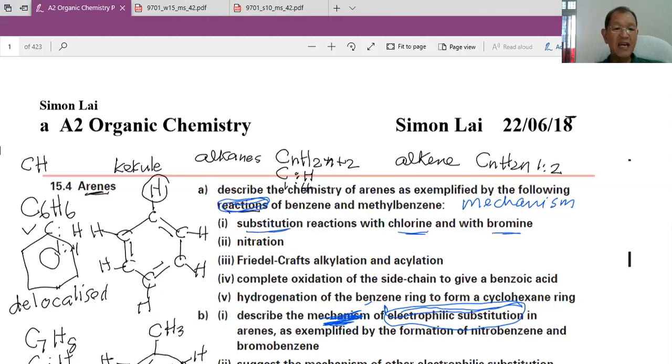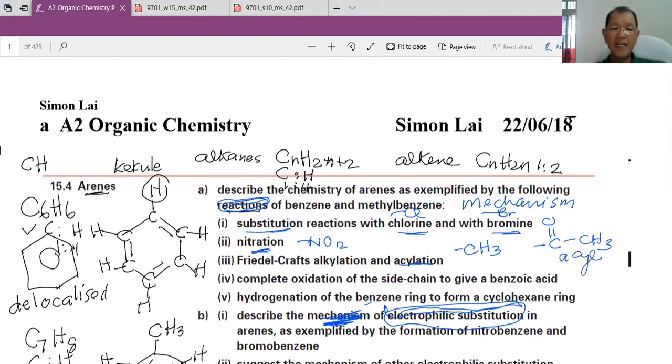First is chlorine and bromine, then there is nitration. That means chlorine, bromine, means you're going to put chlorine inside here, bromine inside there, to kick out the hydrogen. Nitration means NO2 goes inside there. Hydrocarbons, alkylation. Alkylation means you put a CH3 inside there. Acylation is a new word. Acyl means you put C double bond O and CH3. It's called an acyl group.